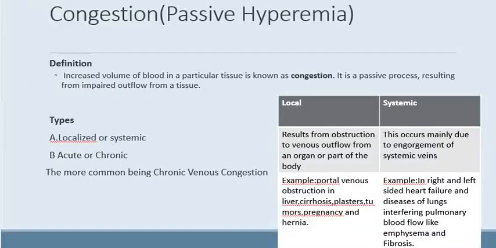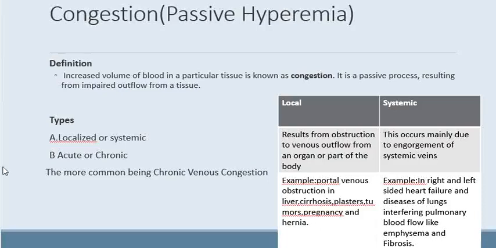So congestion is an increased volume of blood in a particular tissue. It is a passive process resulting from impaired outflow from a tissue. The types are localized, systemic, acute, or chronic, the more common being chronic venous congestion.